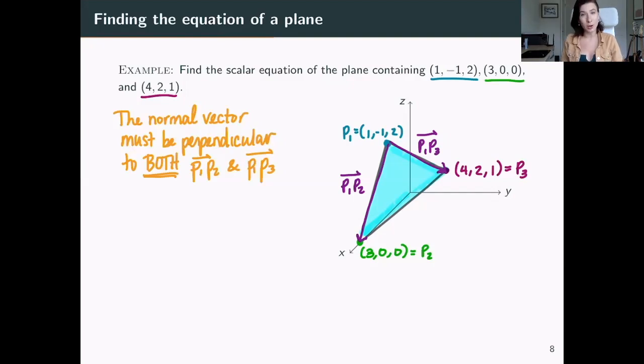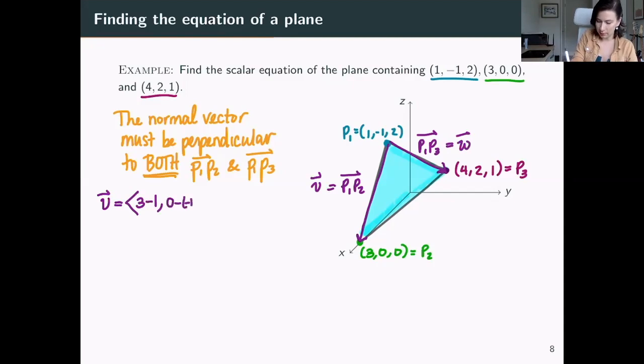So in order to find the cross product, we need the vectors P1, P2, and P1, P3, which I'm going to relabel as V and W, just so that I don't have to write as much stuff. So my vector V is going to be equal to, I can find out what this is. I have my terminal point, so I have 3 minus 1, comma 0 minus a negative 1, and then 0 minus a 2. So my vector V would be given by 2, 1, negative 2.